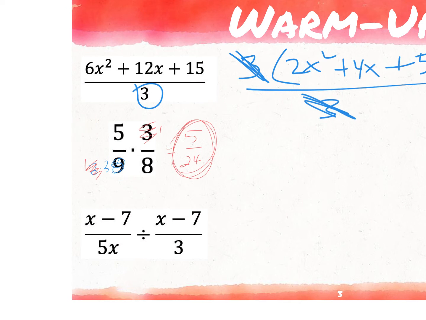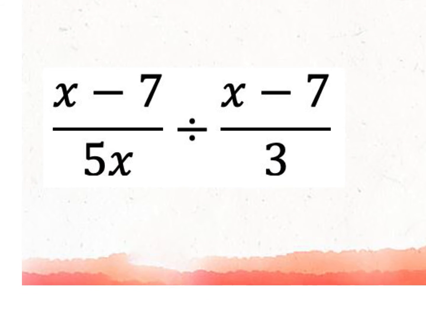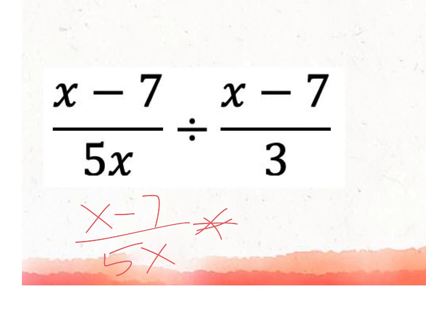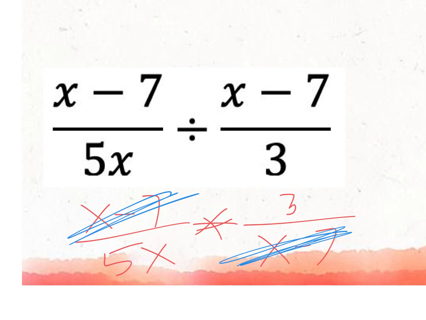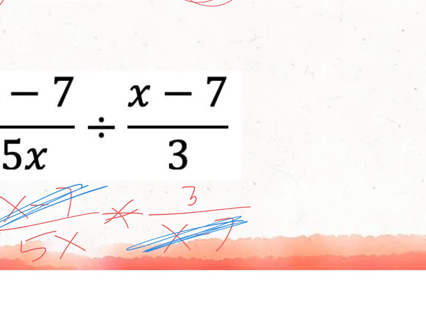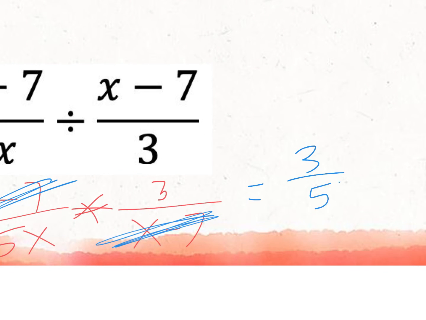Next up, this one. Cameron, tell me what to do. You just keep the first. Yep. X minus 7 over 5x. Nice. And then you multiply it by 3 over x minus 7. All right. Cameron Thompson, could you tell me what cancels? X minus 7 and the x minus 7. Boom. Dylan Nault, final answer. 3 over 5x. You got it. 3 over 5x.